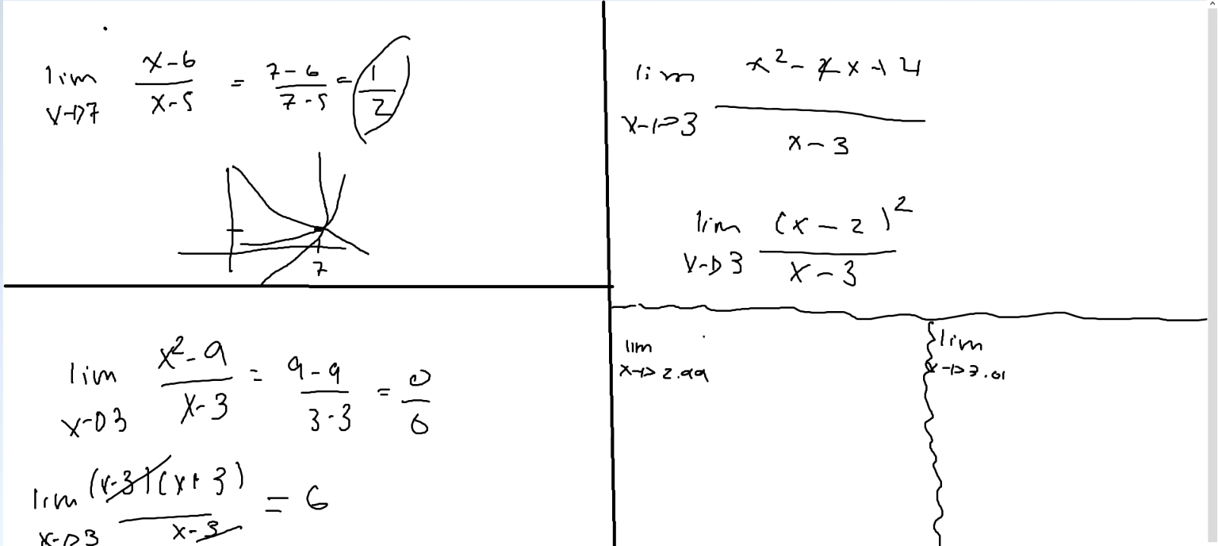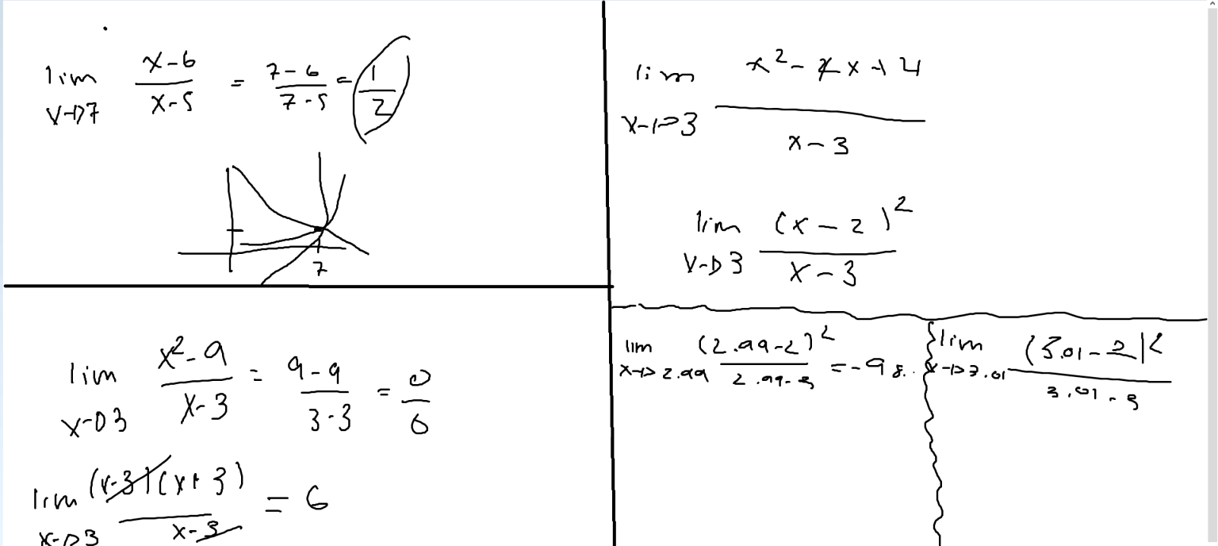So we're going to plug in our respective values, 2.99 minus 2 squared over 2.99 minus 3, and 3.01 minus 2 squared over 3.01 minus 3. And so on the left-hand side, we are going to get negative 98.01, and on the right-hand side we're going to get 102.01.